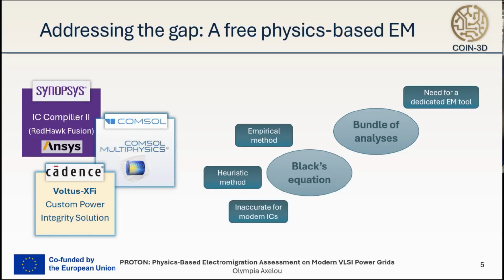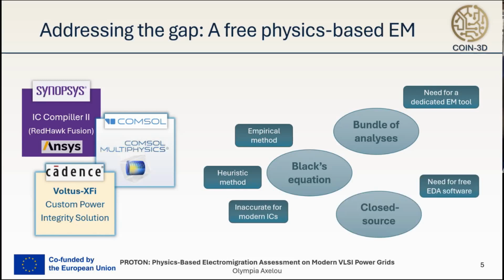Also, they make use of Black's equation, which is a mathematical model that calculates the mean time to failure of a semiconductor circuit due to electromigration. And it is an empirical method. It is actually heuristic, and it is often inaccurate for modern integrated circuits. And last but certainly not least, all these tools are closed source software, and the user needs to pay in order to get access to them.